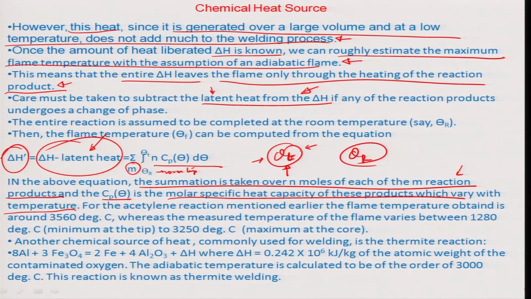temperature theta t once the room temperature, and other values like Cp theta, are plugged into this equation, and delta H dash is basically the total amount of heat generated by the reaction products.